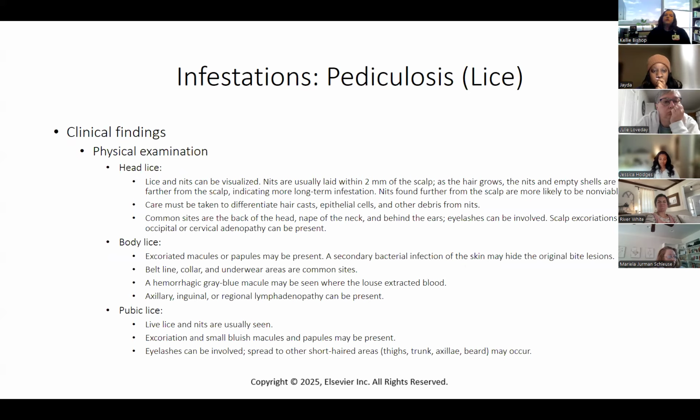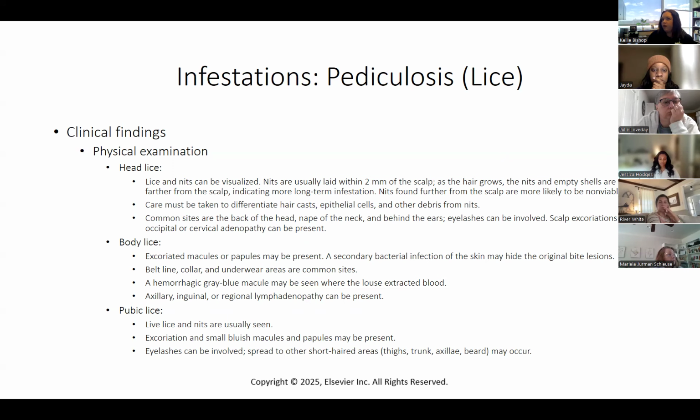So for head lice, you can see the lice and the nits. The nits are usually laid within 2 millimeters of the scalp. They lay the nits pretty close to the scalp, and as the hair grows, the nits and empty shells are found farther from the scalp. So if they have nits far out on their hair, they've had this for a long time. If you see nits close to the scalp as well as grown out, this has been a chronic issue, because they don't lay them further out. It's been on there long enough for the hair to grow out.